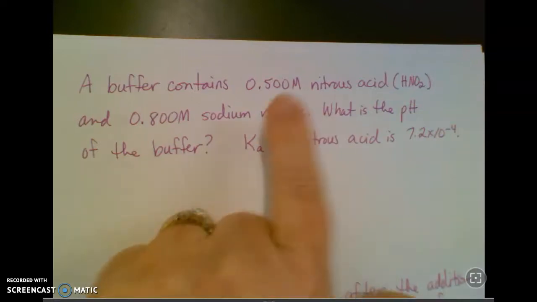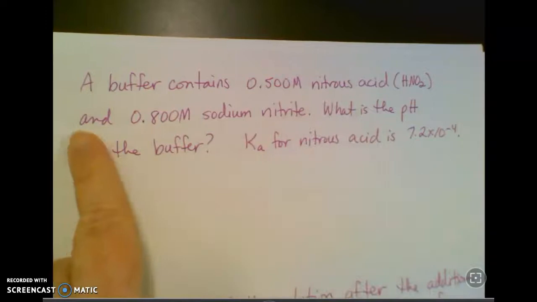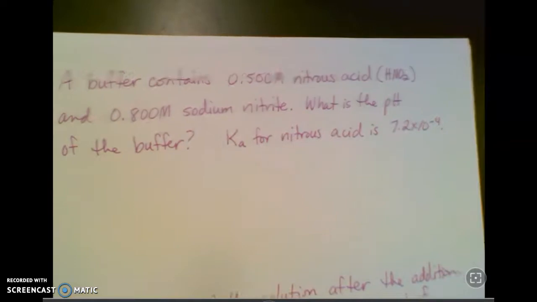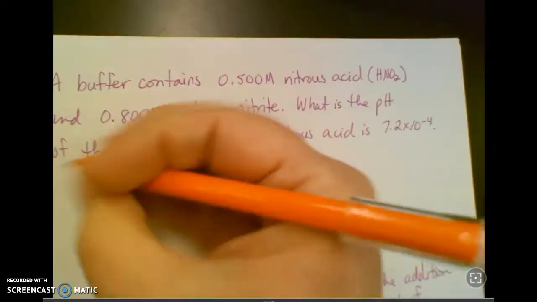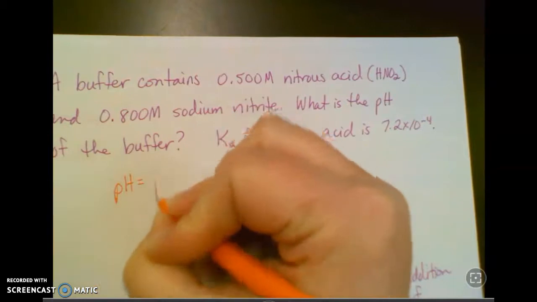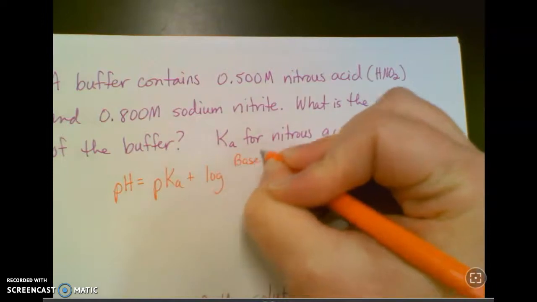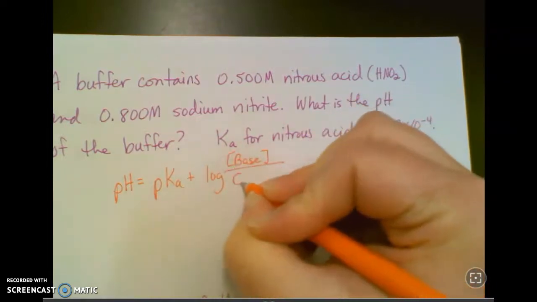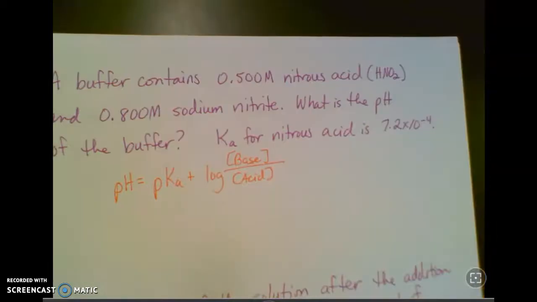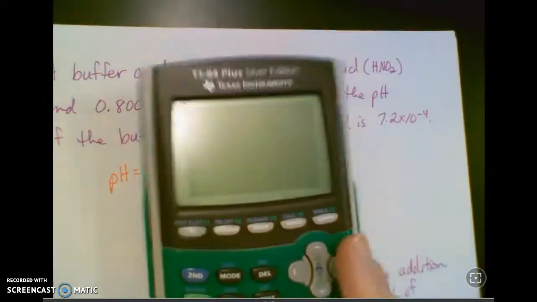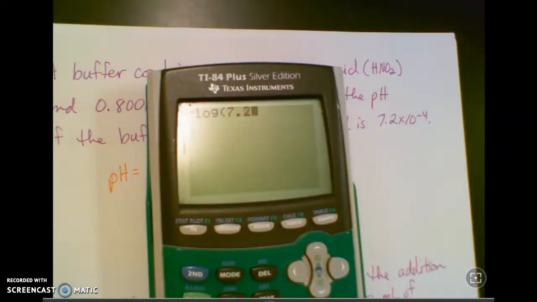So it says a buffer contains 0.5 molarity in nitrous acid and 0.8 molarity in sodium nitrite. What's the pH of the buffer? And it gives you the Ka for nitrous acid. So pH is equal to pKa plus the log of base concentration over acid concentration. So for nitrous acid, our pKa is negative log of 7.2 times 10 to the negative 4, which is 3.14.